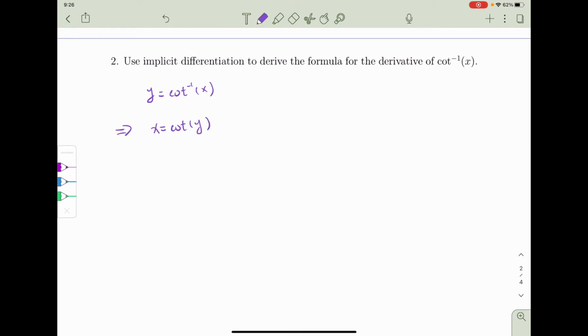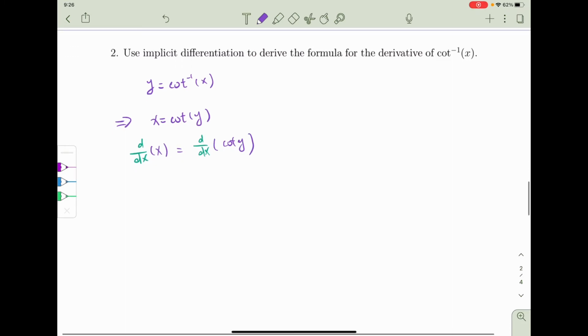And now we differentiate both sides with respect to x. So the left side is equal to 1. That is d over dx of this x, equal to d over dx of this cotangent of y. While the right side, you need to apply the chain rule. I remind you here, if you're not familiar with the chain rule, you need to review the 1500 stuff. So that is the chain rule here.